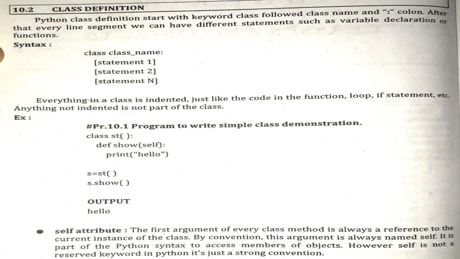So now I have created the show method inside the st class. In the show method I have passed self as a default parameter, which is compulsory to write, and after that put a colon. Now inside the show method I want to write some content, which is nothing but simply printing a hello message by writing print in round brackets within double quotes, hello. So this is the simple class we have created.